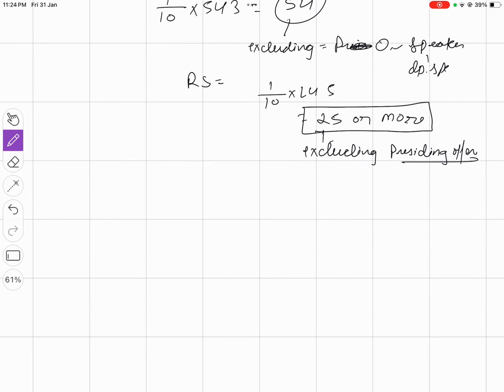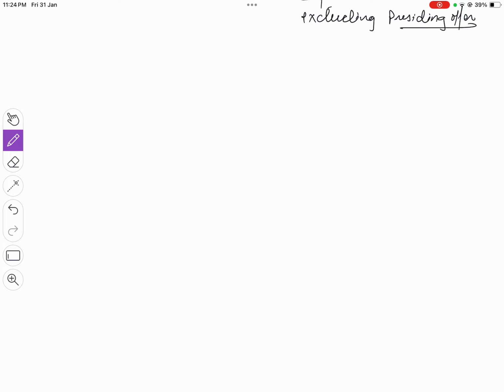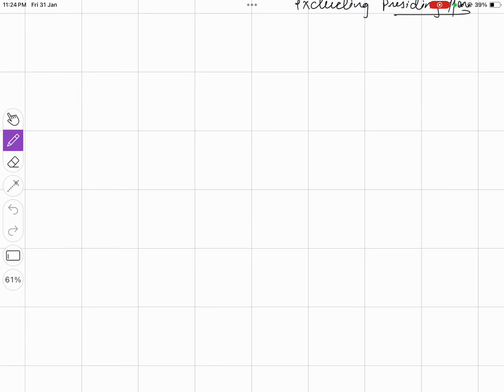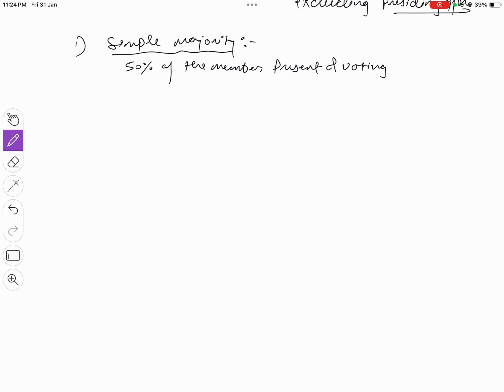Now we are moving towards types of majority. First we will see what is simple majority. Simple majority is 50% of the members present and voting in the house. That is, 50% of members present and voting in the house.